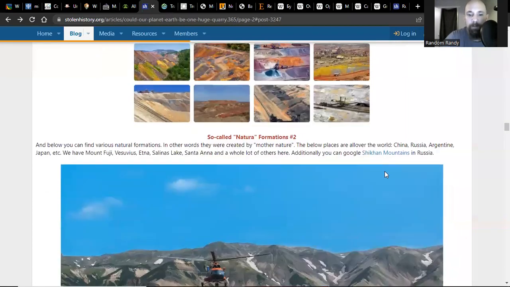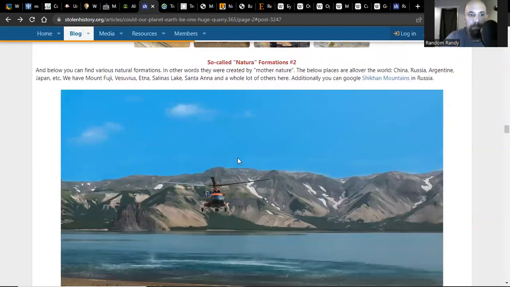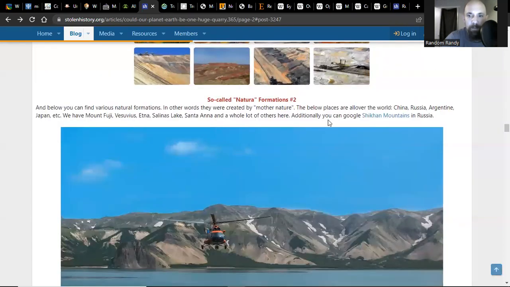Okay, let's look at some natural. Again, I'm going back and forth between these. I think it's important to understand. Let's look at some natural formations. Also, we have some situations like volcanoes happening.